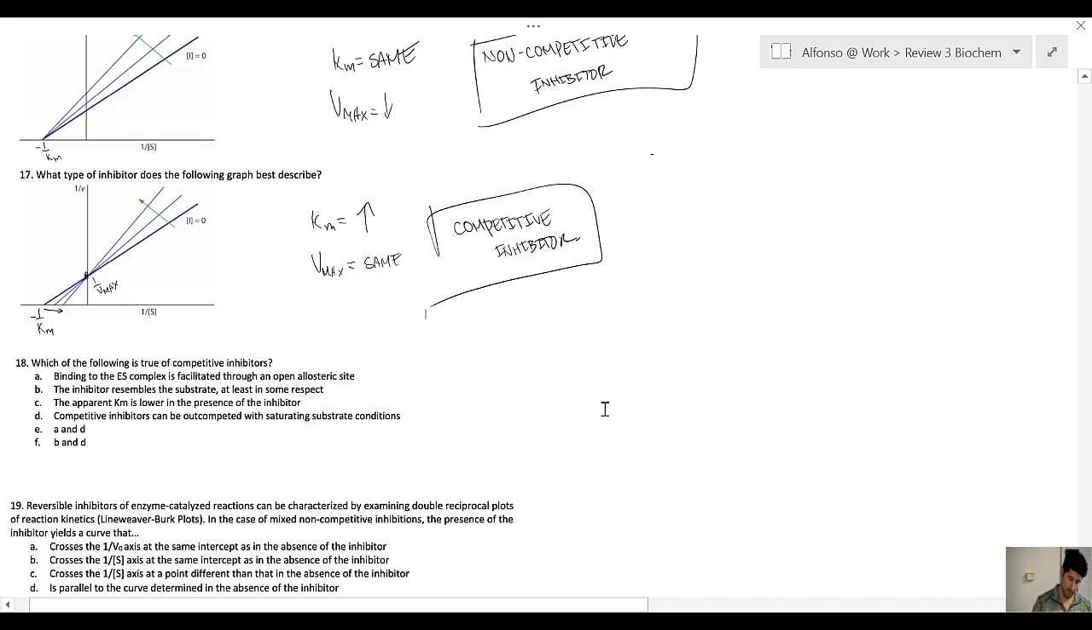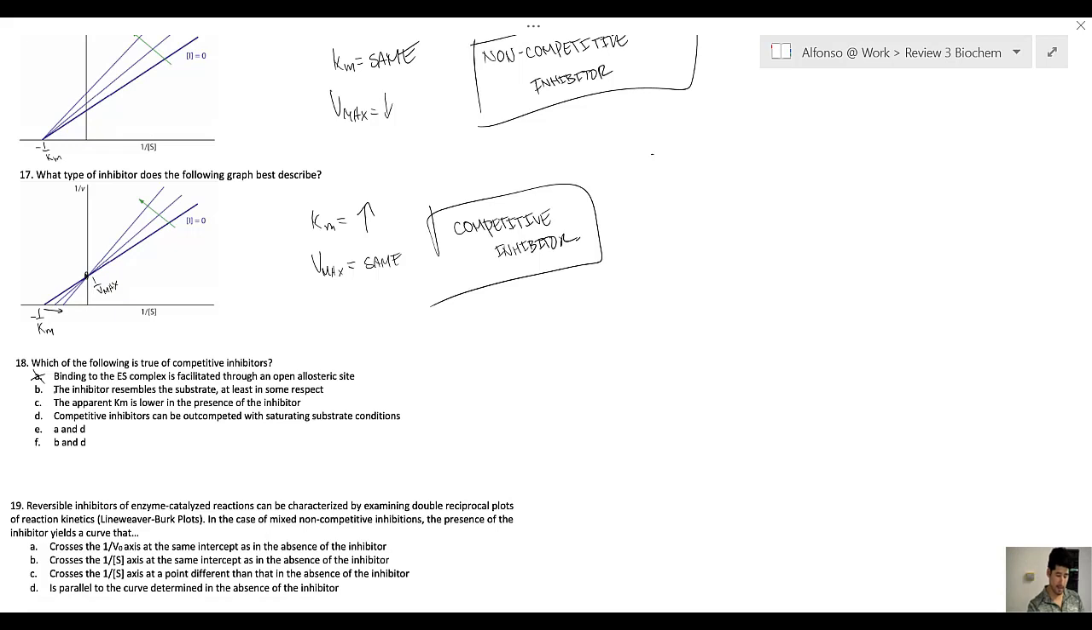Which of the following is true of competitive inhibitors? A, binding to the ES complex is facilitated through an open allosteric site. Do competitive inhibitors bind to an open allosteric site? No, they do not. Where do they bind? Yes, they bind at the active site, not an allosteric site. So A is wrong. What about B?